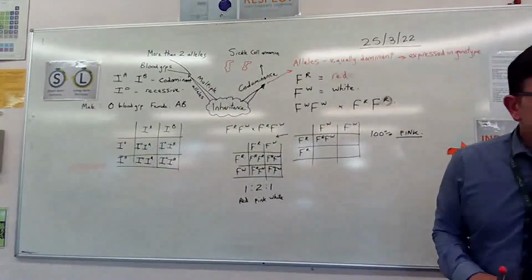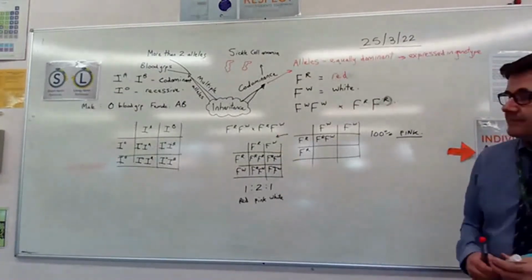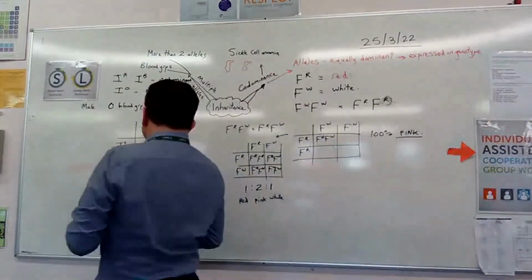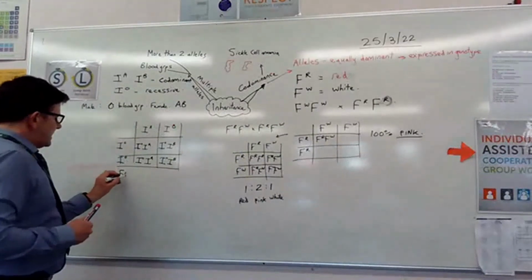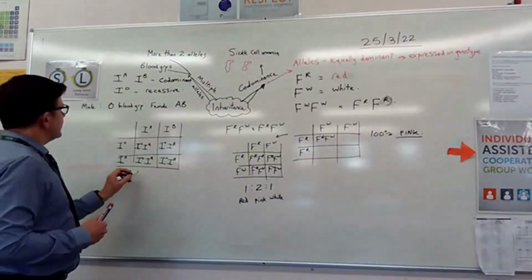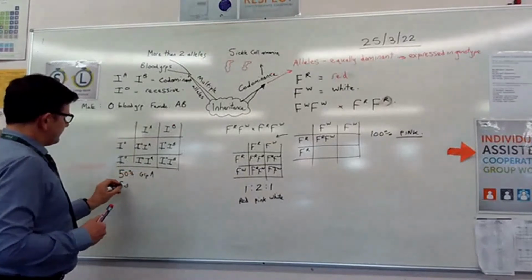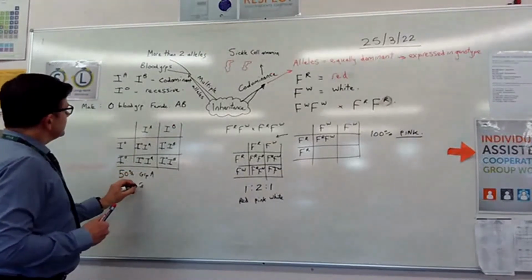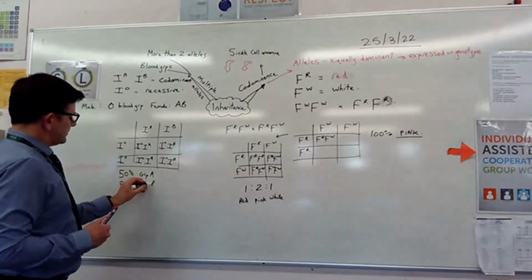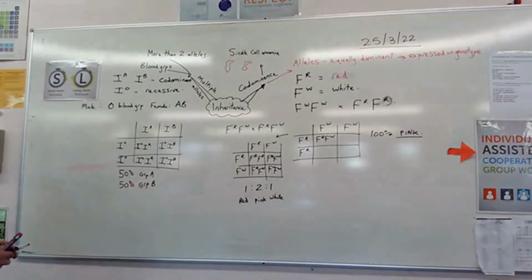So what do we notice? 50% are group A, 50% group B. There is no group O. So there's a 50% chance.